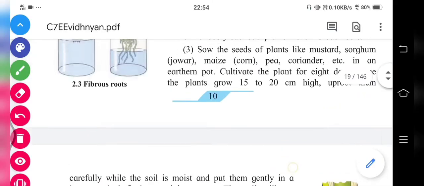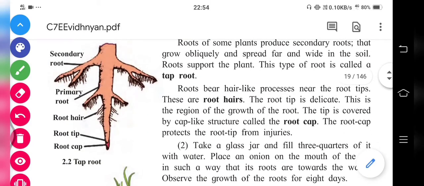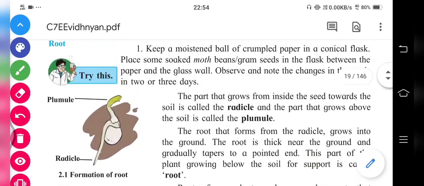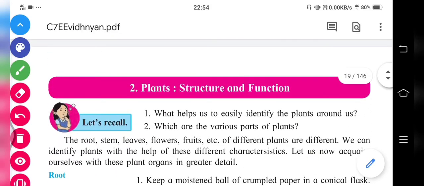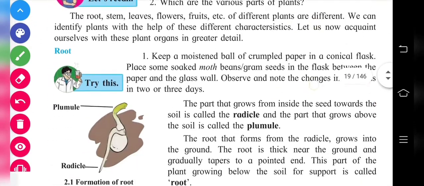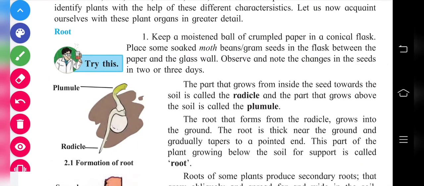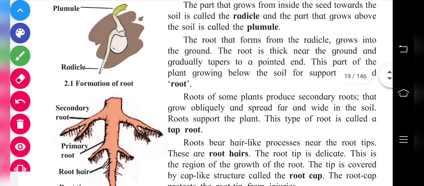Students, in the previous class we studied the plant structure and function. Correct? Yes. In this chapter we study the plumule, radicle, formation of root, and what types of root there are: primary root, secondary root, root hair. Correct? Yes. After that we studied fibrous root and taproot.